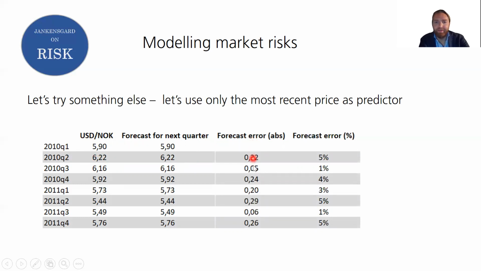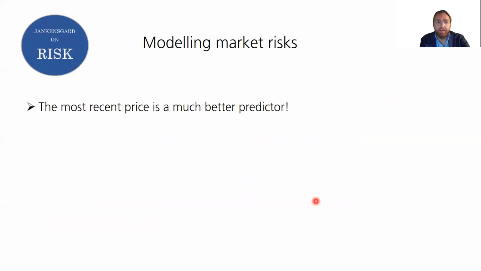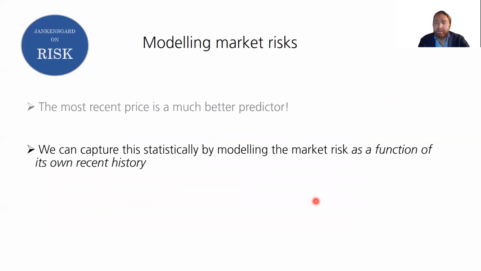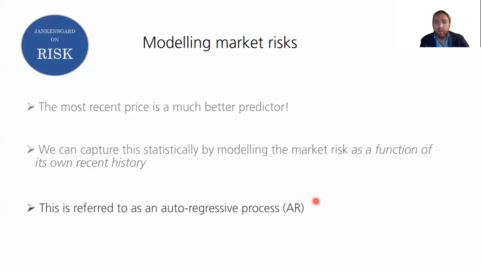So we're making progress here. And in percentage terms, you can see that they're much less now. They're 5% or less, whereas they were in the range of 20% with the average as predictor. So this is much better, right? We have to conclude that the recent price is performing much better in terms of predicting the exchange rate. So statistically, we could utilize this fact by incorporating information about the recent history into the model. That seems to be a good idea.